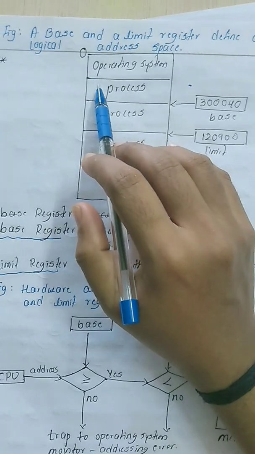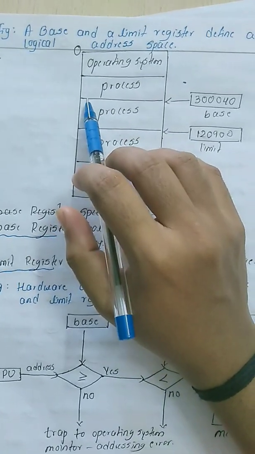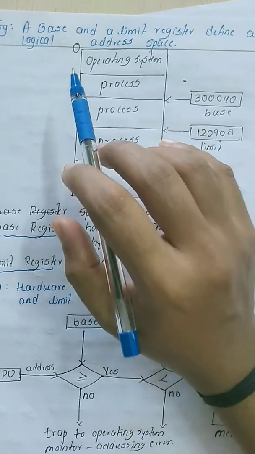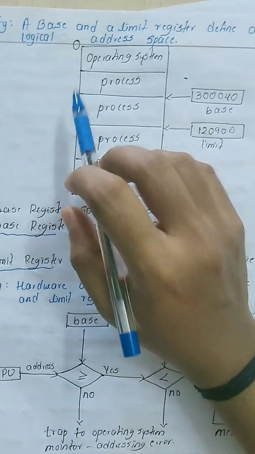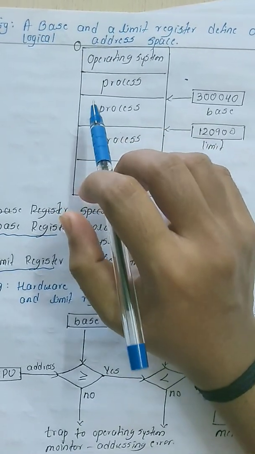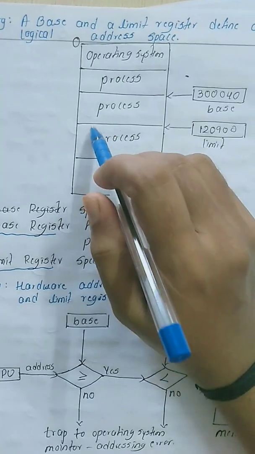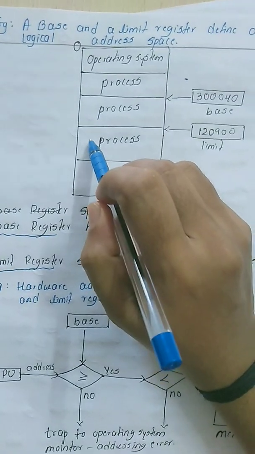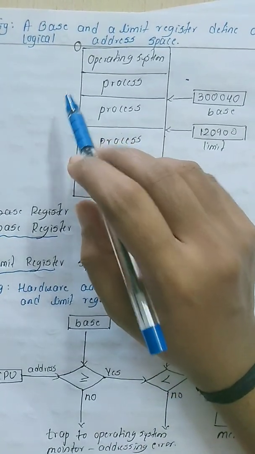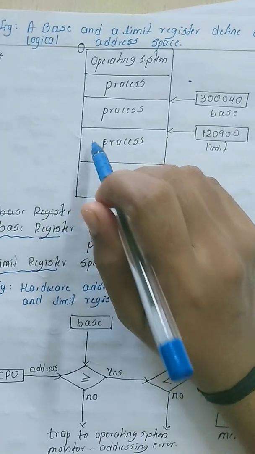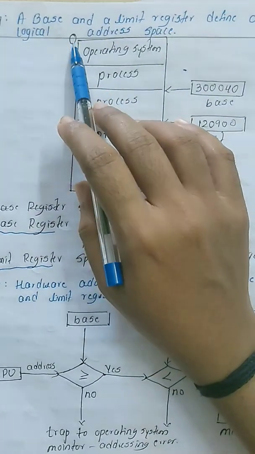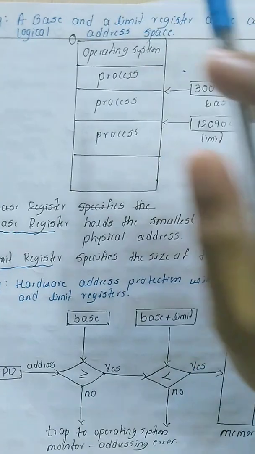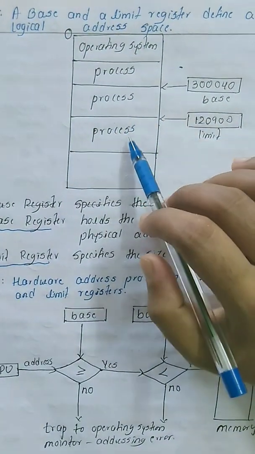If I take one example, students, your admission is a logical address. If you get the admission, then only you are allowed into the class, no? Wherever you are sitting in the class, that is the physical address. Your admission is a logical address, and where you sit in the class is the physical address. A logical address is generated by the CPU.